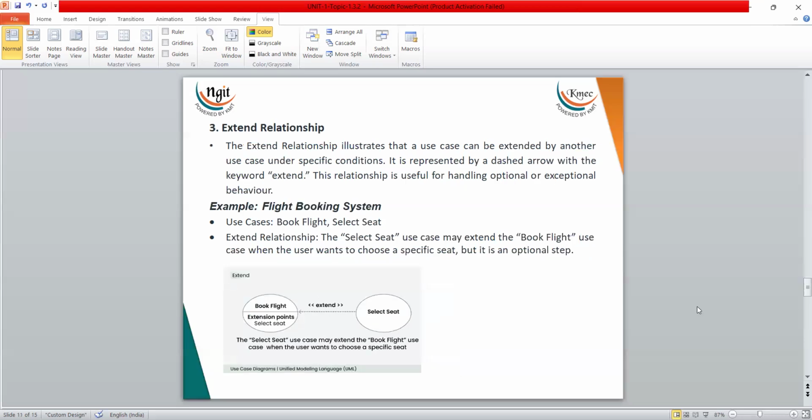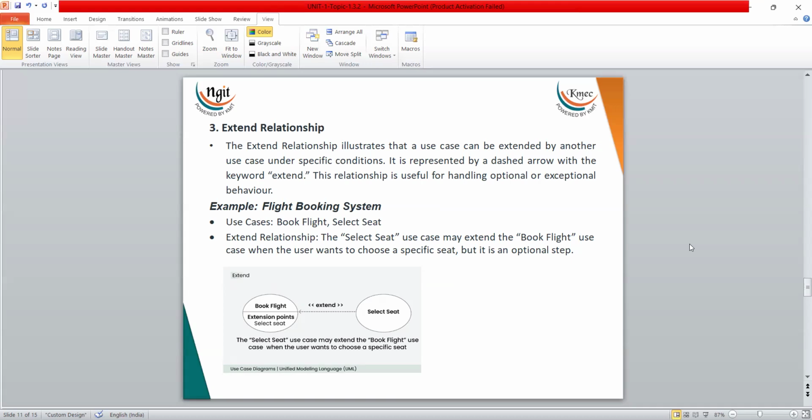The next one is the extend relationship. The extend relationship illustrates that a use case can be extended by another use case under significant conditions. It is represented by a dashed arrow with the keyword extend. So when you talk about an include relationship, the outer use case is going to include. Now this is an extension, extending the existing use case. This relationship is useful for handling optional or exceptional behavior.